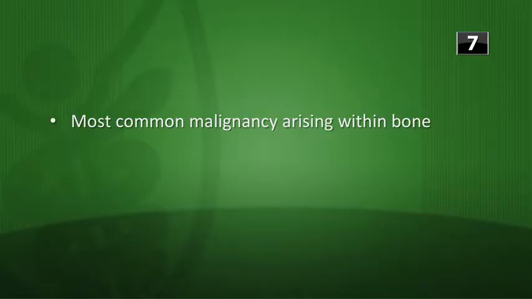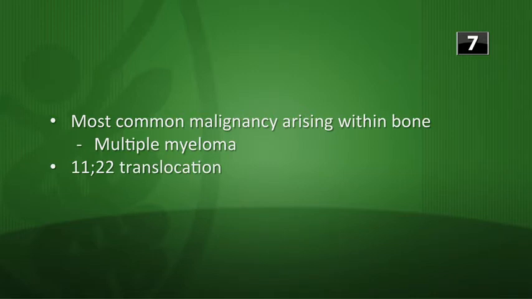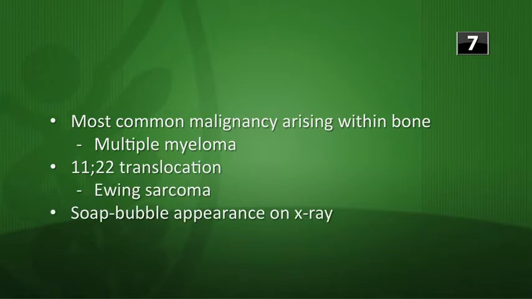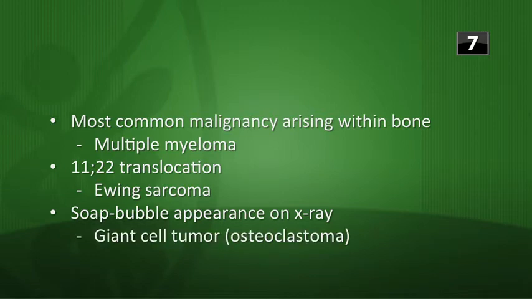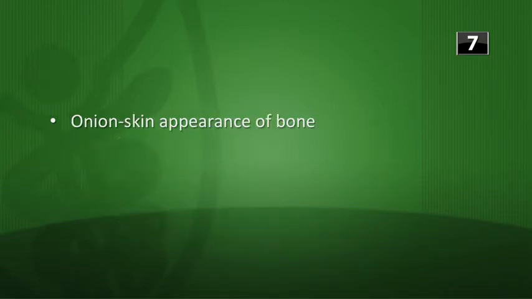Next, which primary bone tumor fits each of the following descriptions? So the most common malignancy arising within the bone is multiple myeloma. The 11;22 translocation is seen in Ewing sarcoma. Soap bubble appearance on X-ray is a giant cell tumor, also known as an osteoclastoma. Onion skin appearance of the bone is Ewing sarcoma again.